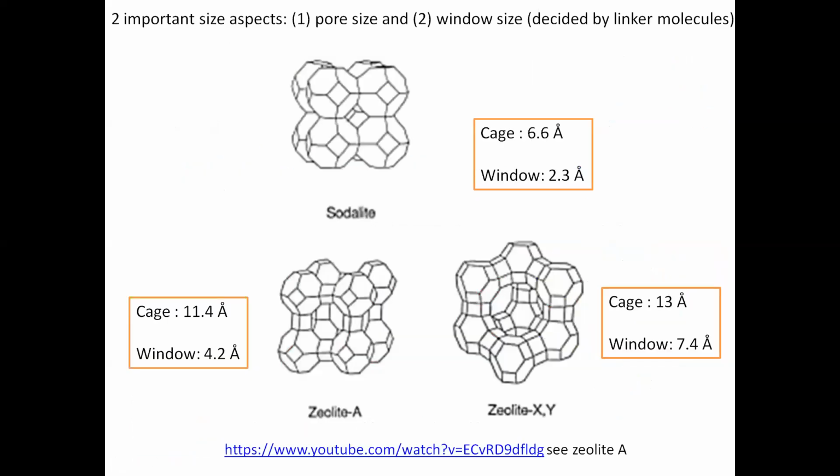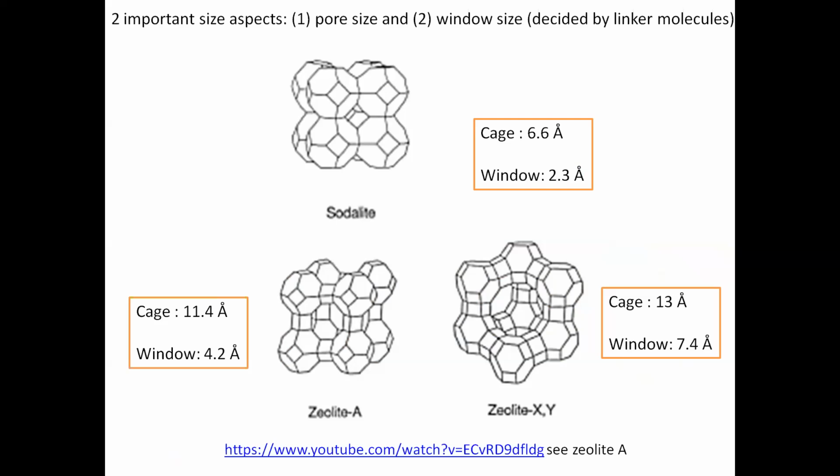So we have been discussing pores, but in reality, there are two important things when you really want to use them in some applications. The first is the cavity size or the pore size. But the second important thing is the window size. You might have a very big pore, but you have to have a window if you want to use that cavity for some absorption, for some catalysis.